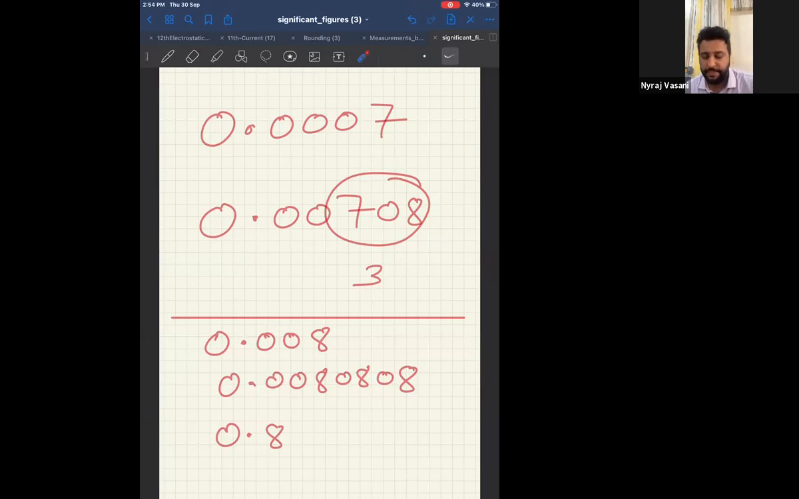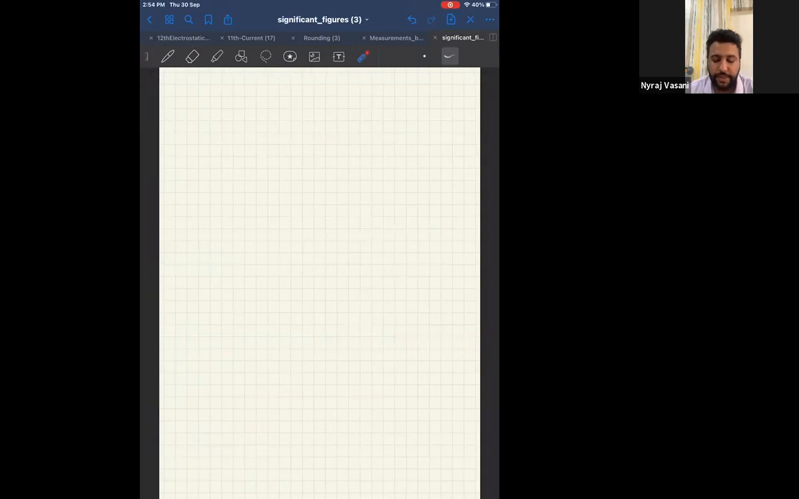Clear? That means, listen to this. If there is a number like this, 11800. Now, here I have 2 zeros which come at the end of a number. Does the number have a decimal point? No. That means these 2 zeros are not significant. That means the number of significant figures in this case is only 3.